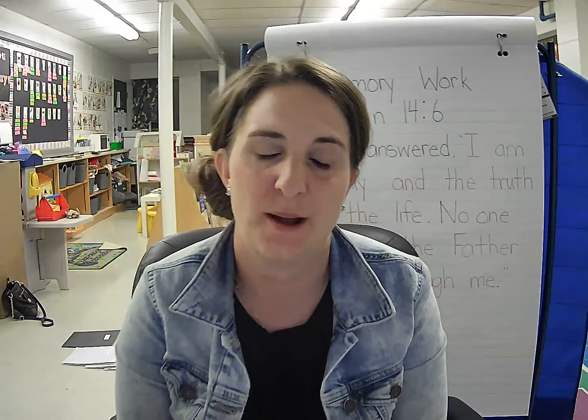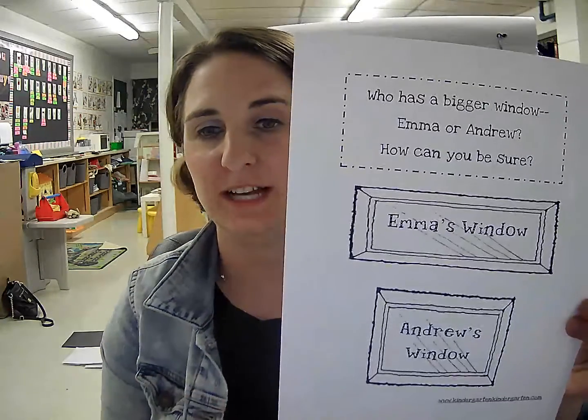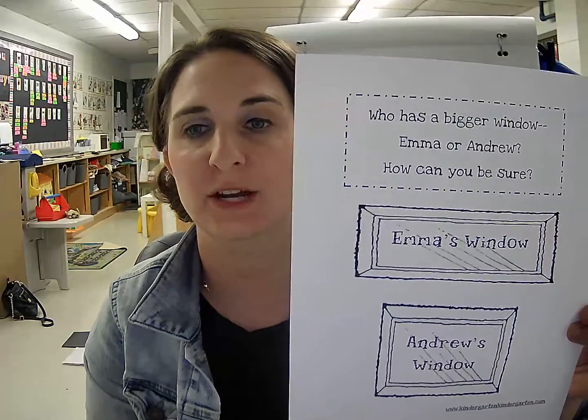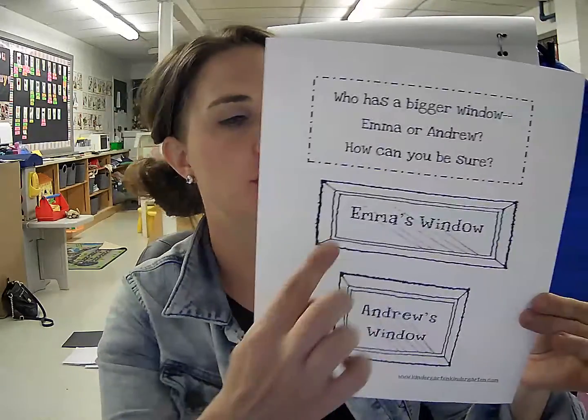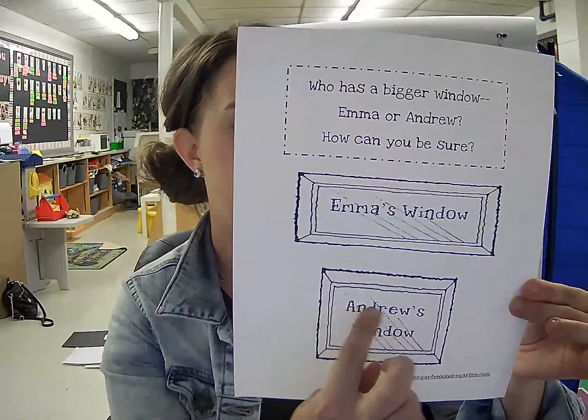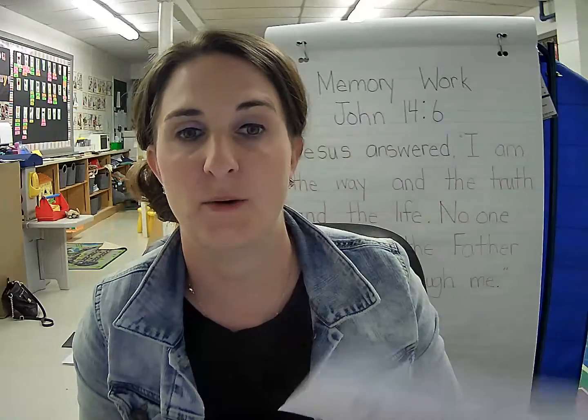This is our math video, and for this math video, you're going to need this paper, and the question is, who has a bigger window, Emma or Andrew? And how can you be sure? So this is Emma's window, and this is Andrew's window. So we're going to talk about measuring area.